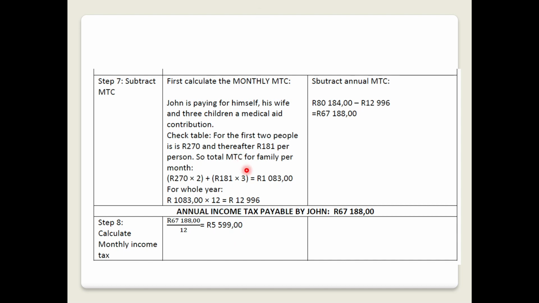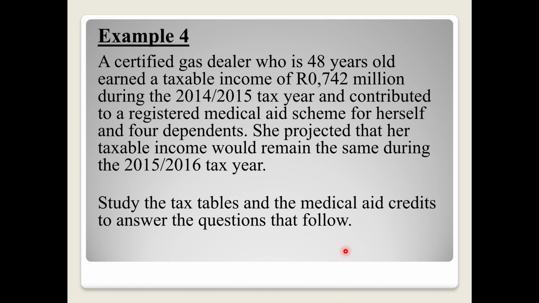Then we're going to move on to example number 4. Example number 4 says, a certified gas dealer who is 48 years old earned a taxable income of 0.74 million rand during the 2014-15 tax year and contributed to a registered medical aid scheme for herself and 4 dependents. She projected that her taxable income would remain the same during the 2015-2016 tax year. Study the tax tables and the medical aid credits to answer the questions that follow.